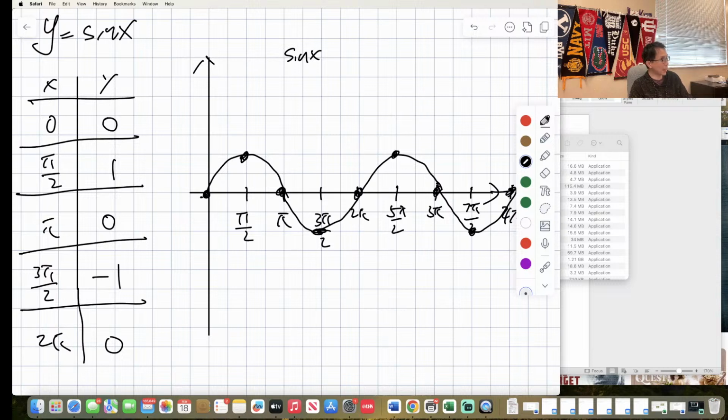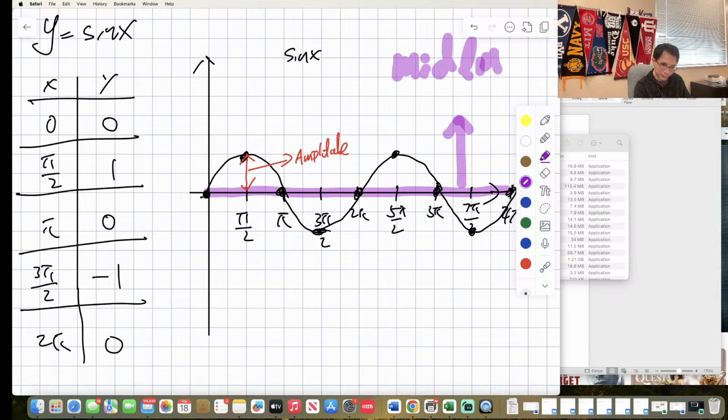Now let's talk about something else. The distance from here to here, there's a name for that. This is called an amplitude. It's how high from the midline away. So this is also known as the midline. The purple part is called the midline. The distance from the midline to the peak, or midline to the trough, is known as the amplitude.